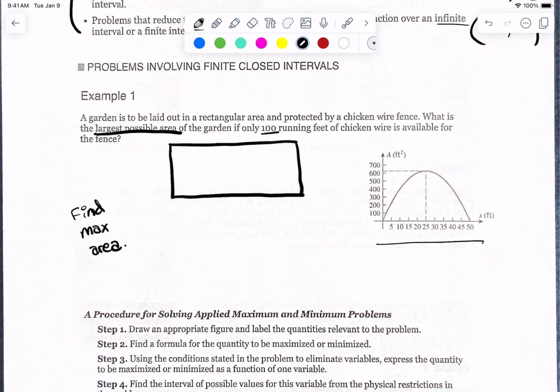We need to give dimensions to this thing. Let's call them x and y. The 100 is the distance around. So what do we know? 2x plus 2y is the perimeter, and that has to be equal to 100. They want us to find the maximum area. The area of this thing is x times y, right?